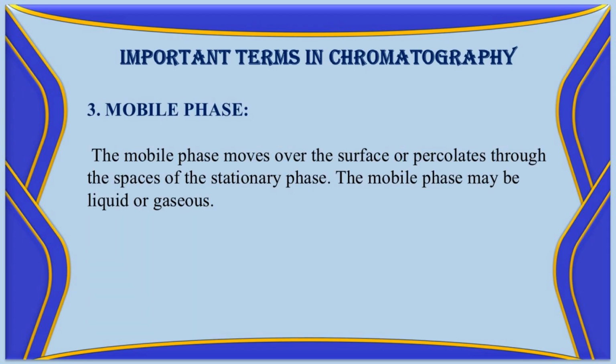The third term is mobile phase. The mobile phase either moves over the surface or percolates through the spaces of the stationary phase. The mobile phase may be liquid or gaseous. Examples for mobile phase: ethanol, acetone, water, acetic acid, and pyridine.